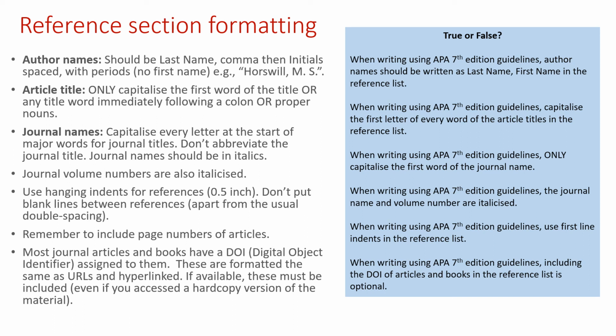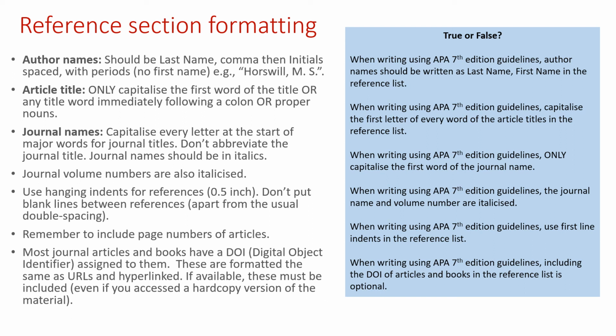These are formatted slightly differently from previous APA editions, where you want to format it as a clickable, hyperlinked URL. So the idea is someone can click on it and it takes them straight to the reference online. If these are available, they must be included. It's mandatory. Even if you didn't ever get close to the digital version, even if you looked at a paper version, you still have to have the DOI just to make it easy for your reader to access the stuff you are citing.